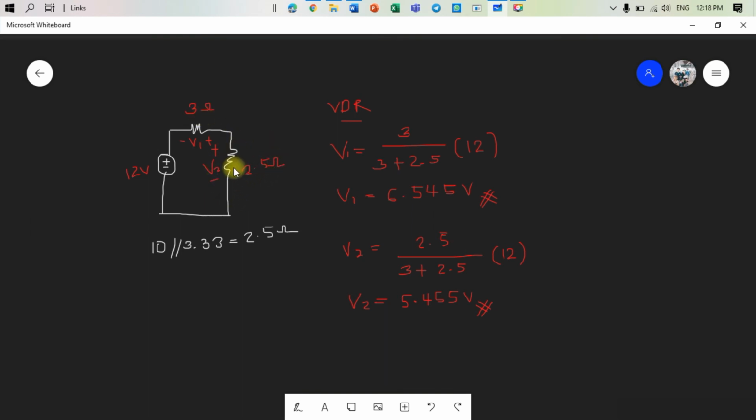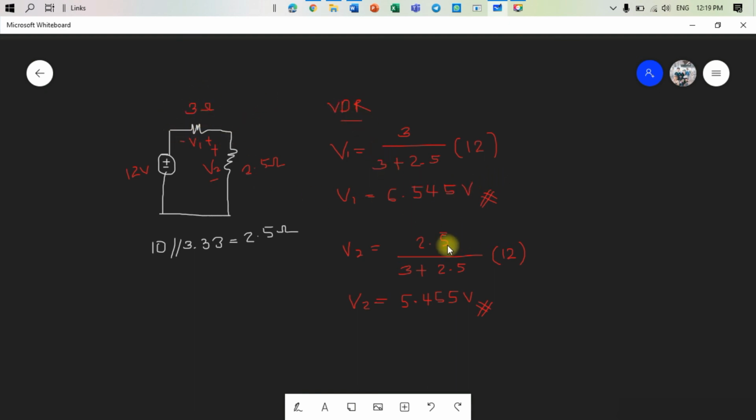We just use the VDR formula, the voltage divider rule, and we want to find V1. For V1, the value of the resistor is 3 ohm, and the total of these two resistors is 3 plus 2.5, and we multiply with the voltage source, which is 12 volt, and we will get the answer, 6.545 volt. This one is the answer for the voltage here.